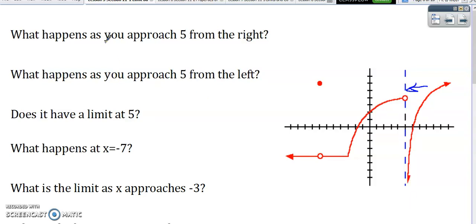So I would write that as the limit as x approaches 5 from the right-hand side of my function is negative infinity.